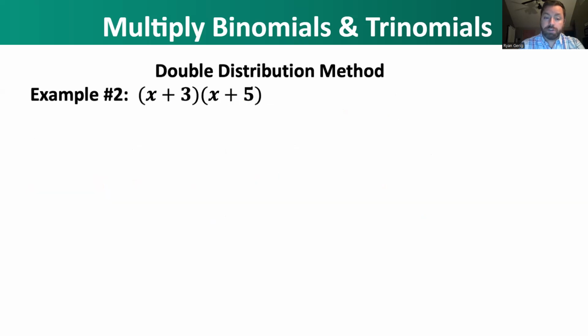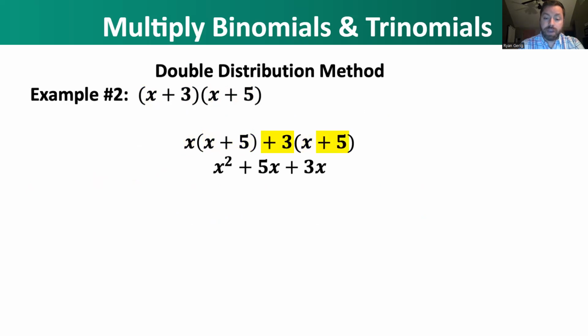All right, we can do the double distribution method with two binomials as well. And then I'll show you a quick way to do it, an acronym that we use to help remember how to do this. So I'm going to take the first part of the first binomial, x, and multiply it by x and 5 in the second binomial. Then I'm going to take 3 and do the same thing, 3 times x plus 5. All right, so x times x is x squared. x times 5 is 5x. Jump to the next one. 3 times x is 3x. 3 times 5 is 15.